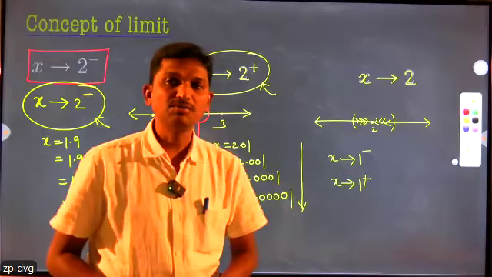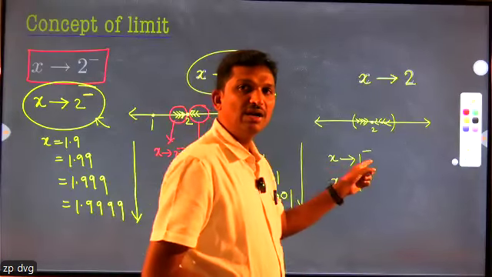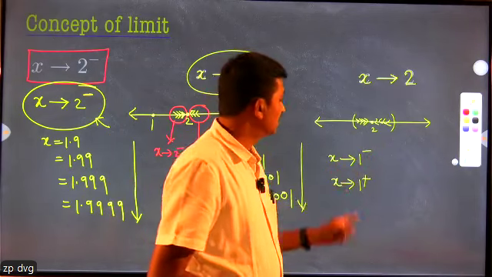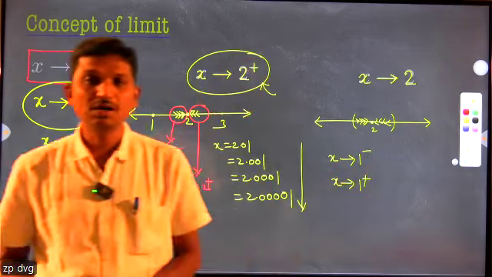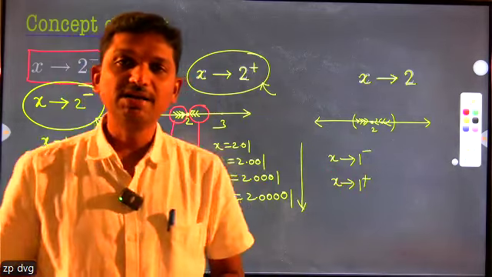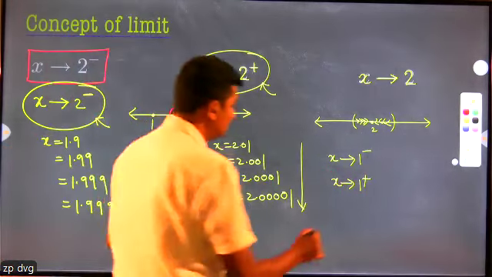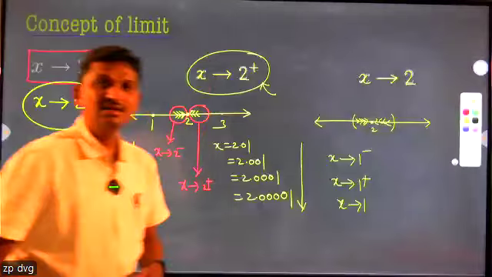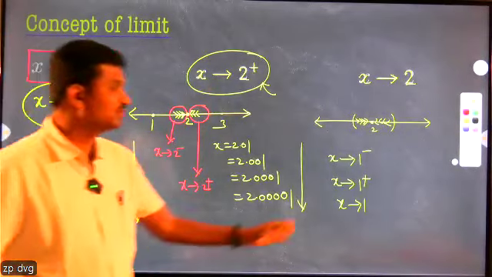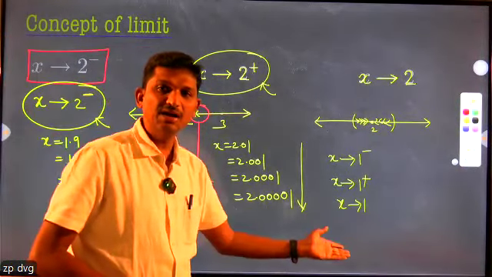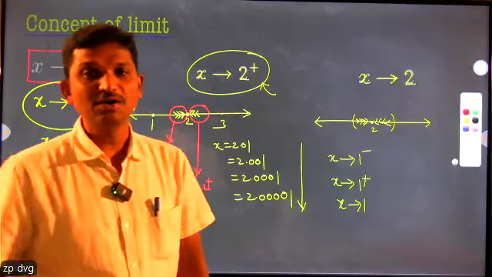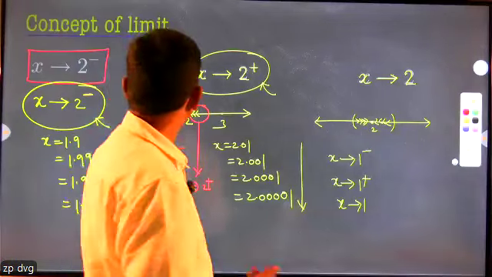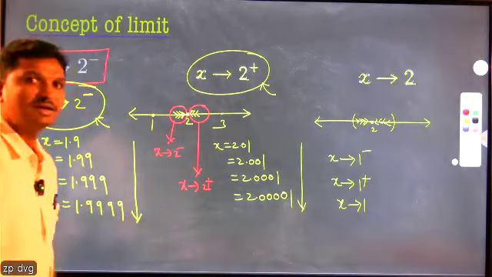X approaches 1 from the left means all x values are less than 1, very near to 1, but not 1. X approaches 1 from the right means all x values are greater than 1, very near to 1, but not 1. How do you read this? X approaches 1. X approaches 1 means x values are slightly less than 1 or slightly greater than 1, but not 1. I hope you understand this slide, right?